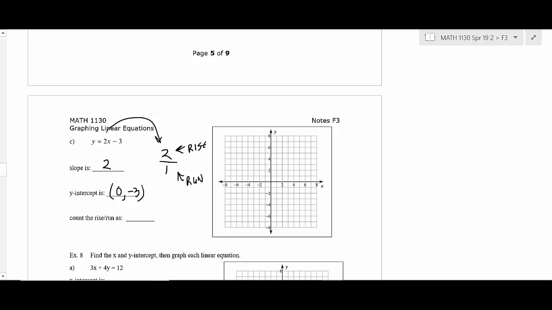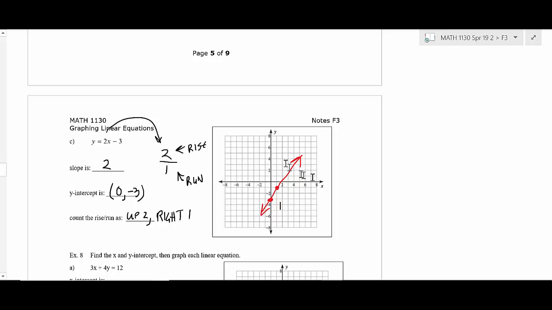And then the graph goes like this. So you would go up 2 for the rise, since it's positive. Then you would go right 1, because that's positive also. So anytime you have a whole number slope, put it over 1, and then you got it. So here I'm going to put the y-intercept first, then go up 2, right 1. Then you got what that line looks like. It's like that. So those are the different possibilities you have for graphing a line.